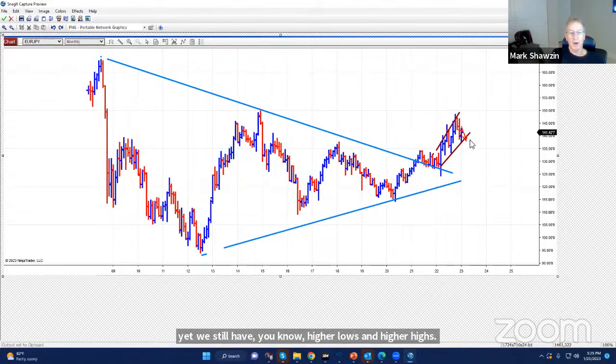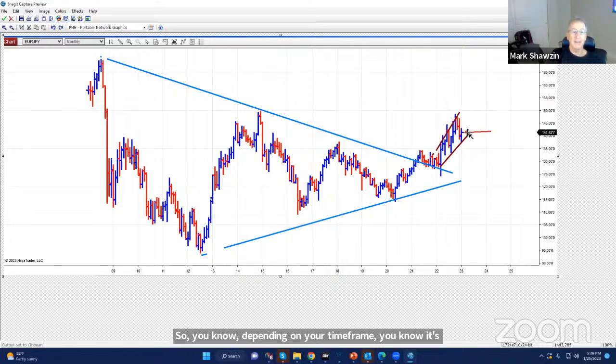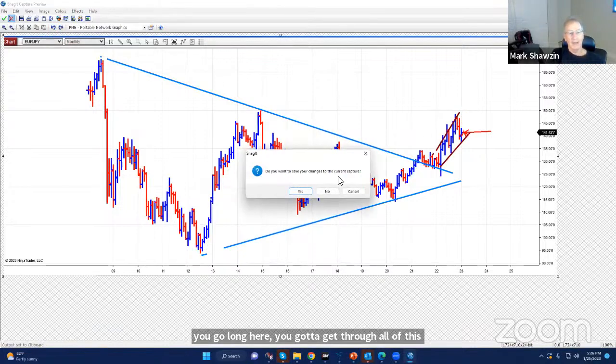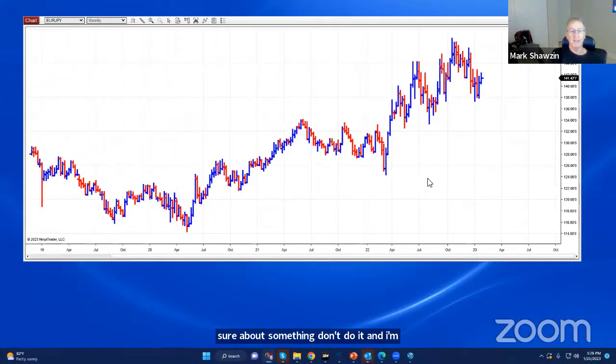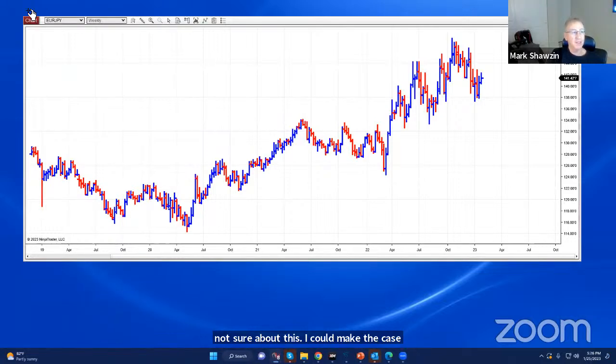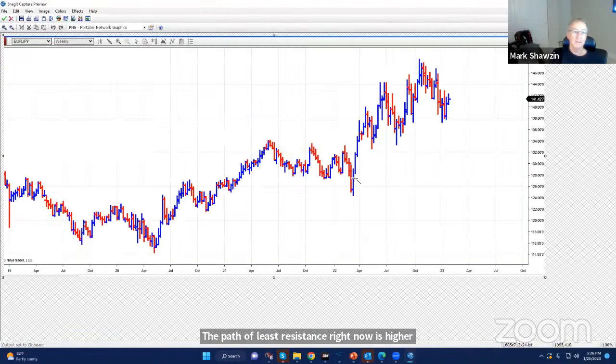If it started to depart and leave this channel, I would look for that kind of clue as to whether it's going to come back down. So, depending on your time frame, it's very dicey here, because if you go long here, you've got to get through all of this stuff. And conversely, if you go short... If you're not sure about something, don't do it. And I'm not sure about this. I could make the case either way. The path of least resistance right now is higher. You'd have to put a gun to my head, and I'd say this is going to go higher.